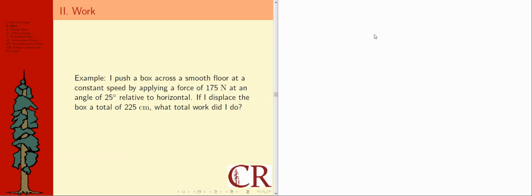I push a box across a smooth floor at a constant speed by applying a force of 175 newtons at an angle of 25 degrees relative to horizontal. If I displace the box a total of 225 centimeters, what total work did I do?